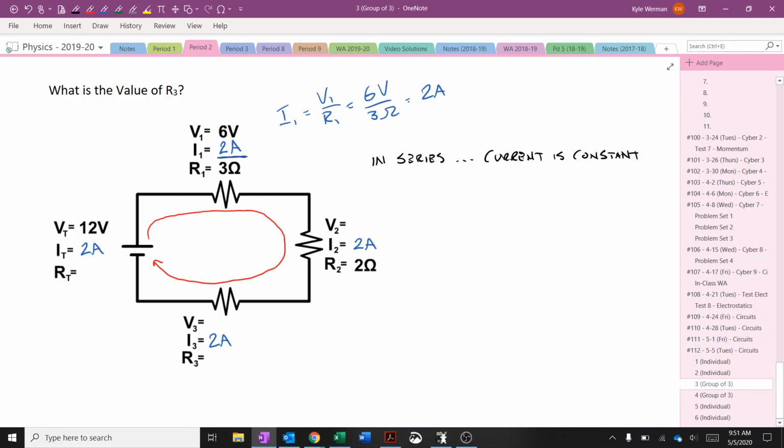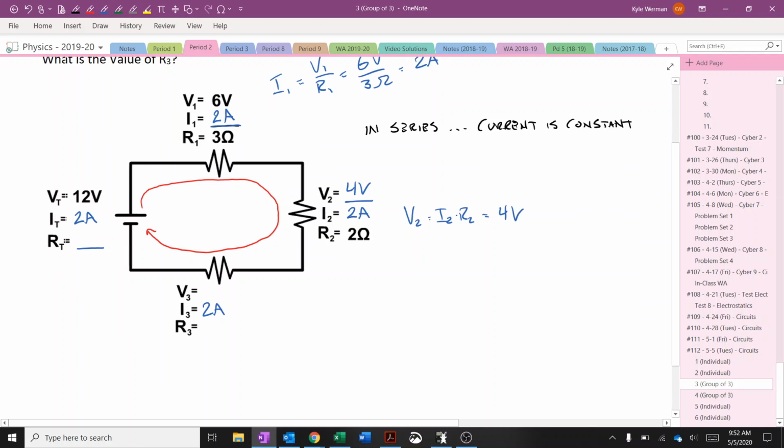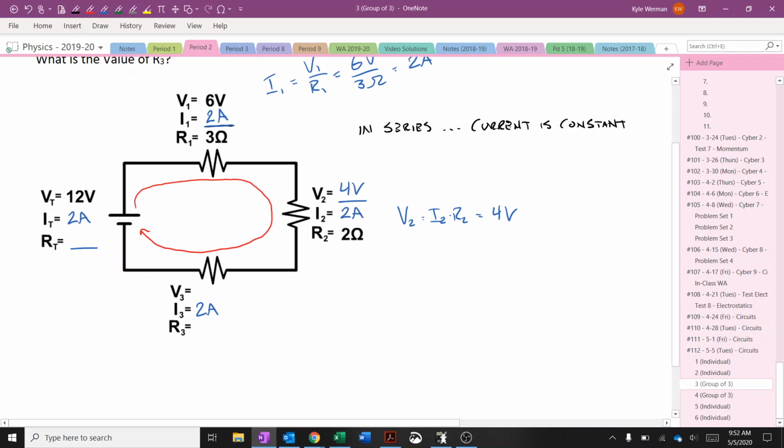And now look, I have 2 out of the 3 things in these two. All right, so I can use Ohm's law again. V2 is just going to be I2 times R2, which is 2 times 2, which is 4 volts. And so I've now filled in 4 volts here. All right, and I can do the same thing over here.